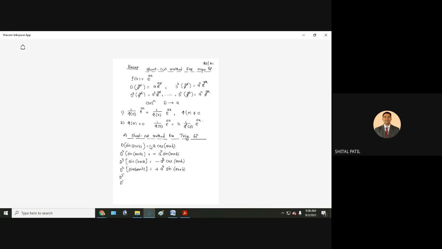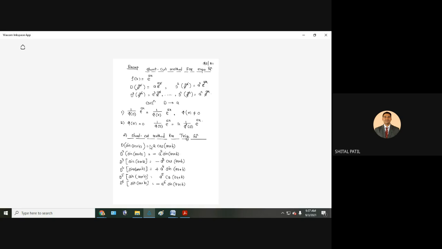Let me find two more. D raised to 6 of sine of ax plus b. Let me find it. Give me some time. So a raised to 4 as it is, and then the derivative of sine is cos of ax plus b, and then the derivative of ax plus b is a, so a raised to 5. Then the derivative of cos is minus sine, and then the derivative of ax plus b is a into a raised to 5, so a raised to 6.